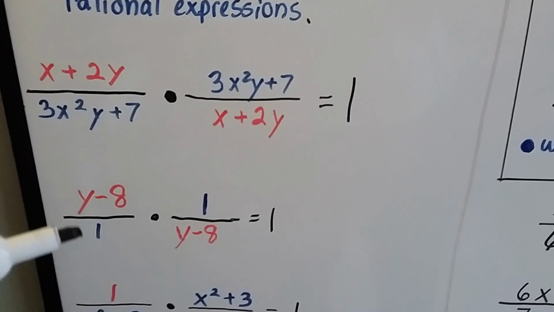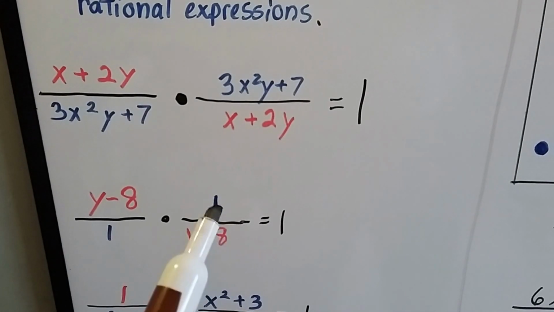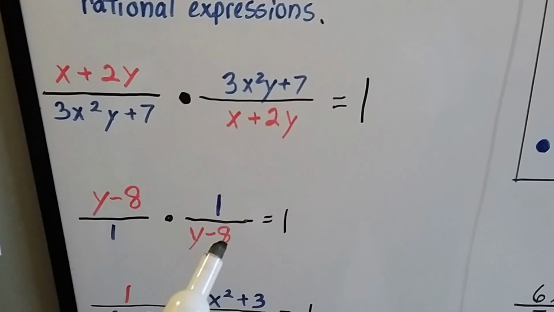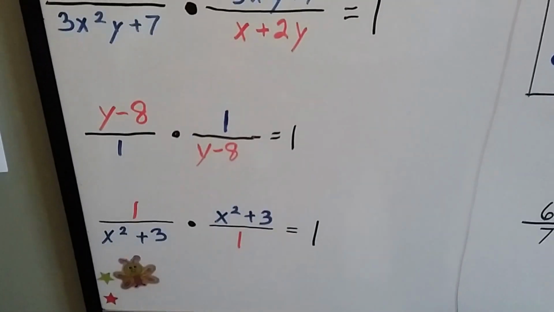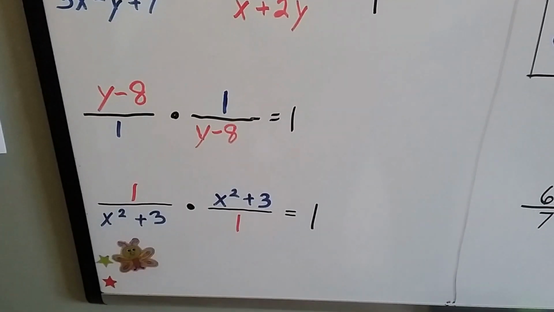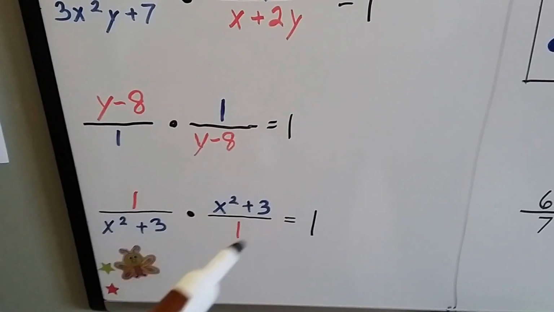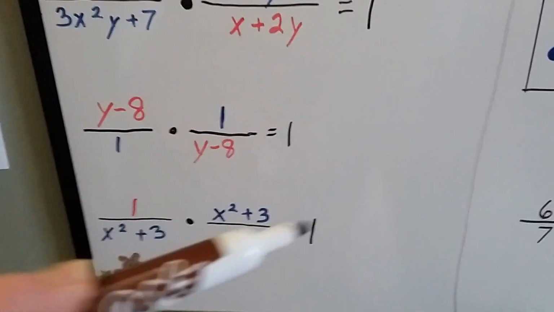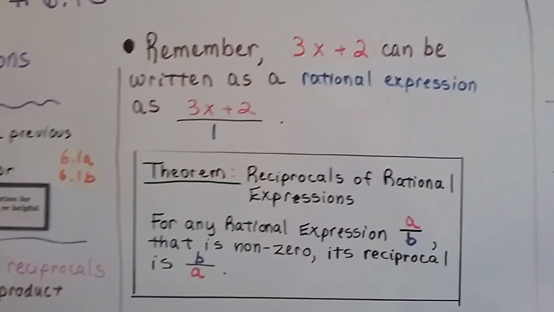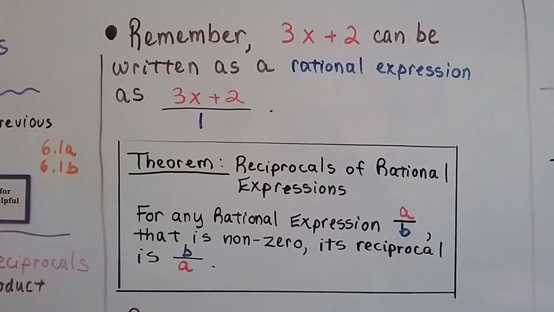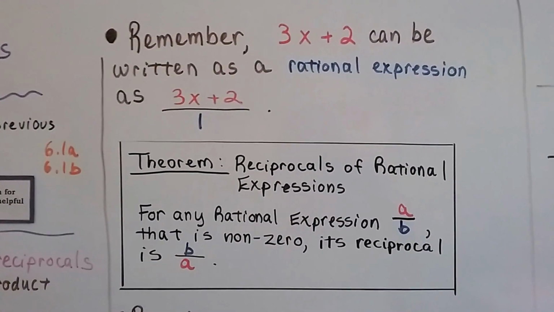If we have y minus 8, we can write it as a fraction, as a rational expression by putting it over a 1, and its reciprocal would be a 1 over y minus 8. And if we multiply the numerator and the denominator across, we'd get y minus 8 over y minus 8, wouldn't it? Same numerator and denominator means it's a 1. Same thing with this one. We can flip it around to its reciprocal, and when we multiply it straight across, we're going to get a 1. Okay, so that's what we're going to be doing, and we're going to be eliminating those 1s in this video. So remember, 3x plus 2 can be written as a rational expression by putting it over a 1. Then we can get its reciprocal by flipping it around, can't we?